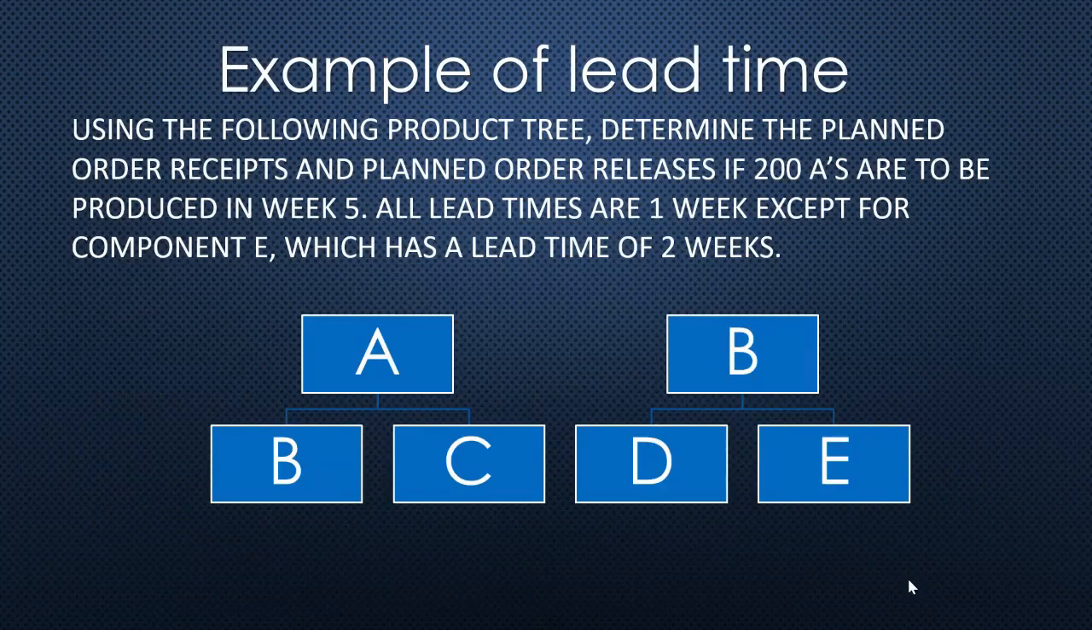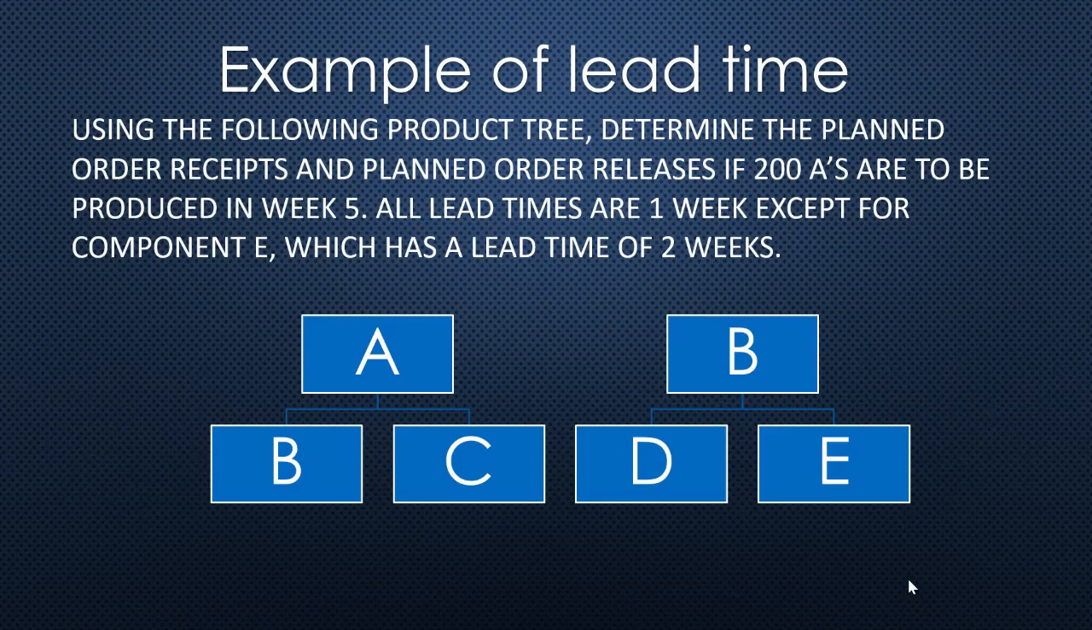Moving forward, we'll go in depth on lead time. So now we'll look into an example of lead time. Using the following product tree, determine the planned order receipts and planned order releases if 200 A's are to be produced in week 5. So to repeat, 200 A's are to be produced in week 5. All lead times are 1 week except for component E, which has a lead time of 2 weeks.